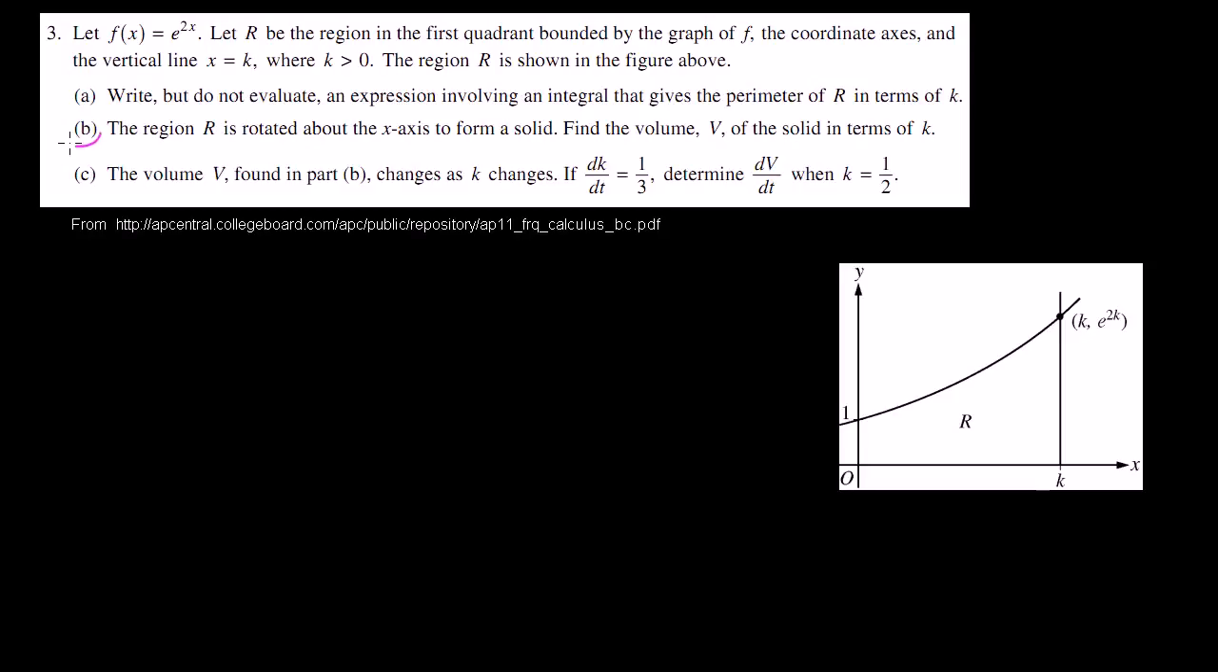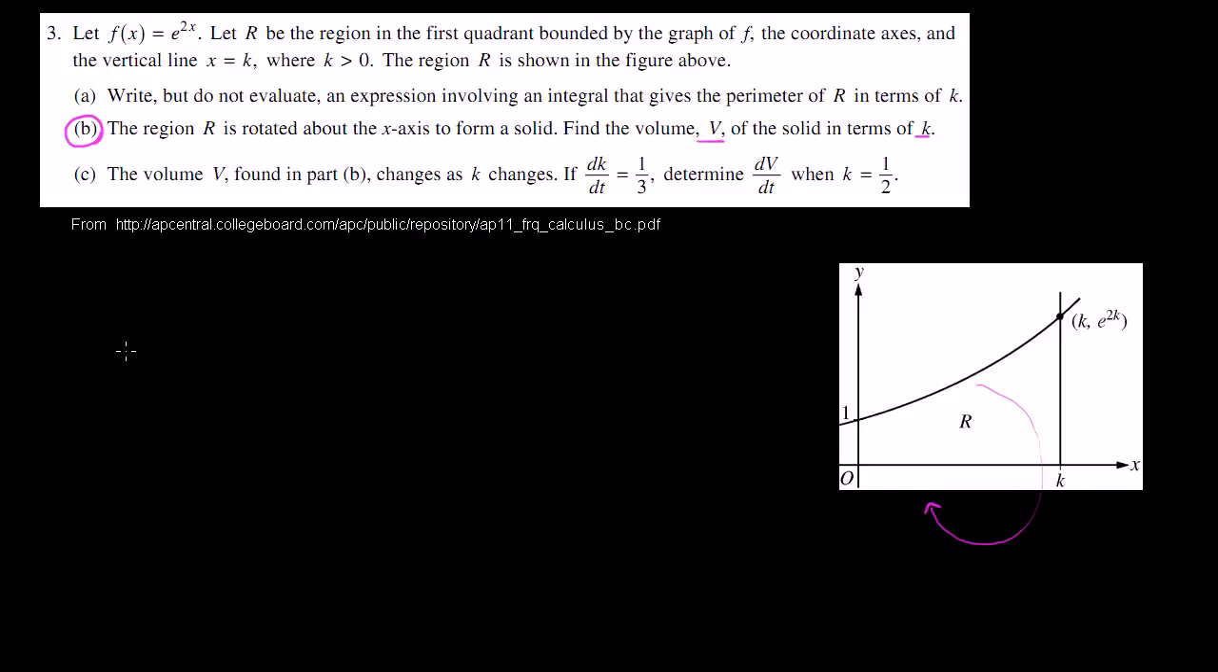We're on part B. The region R is rotated about the x-axis to form a solid. Find the volume V of the solid in terms of K. So this is our region R, and it's going to be rotated around the x-axis to form a solid.